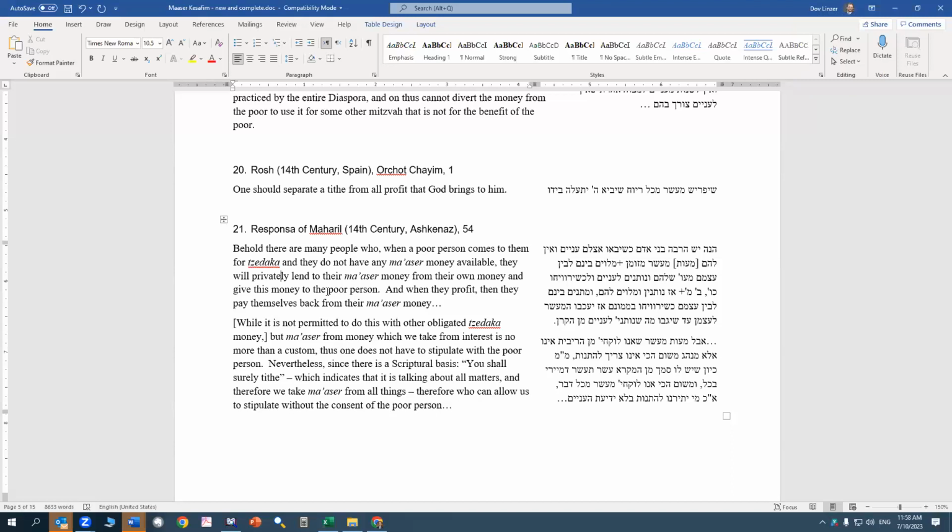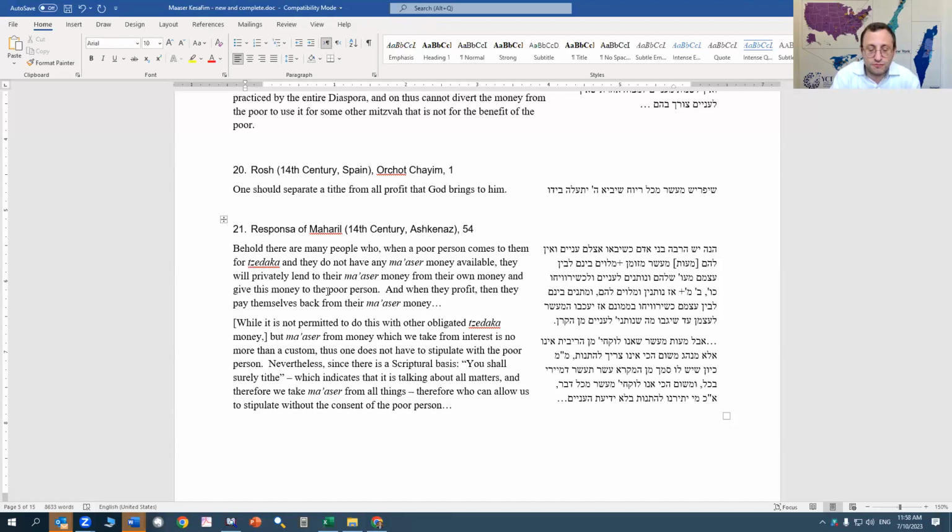Okay, so now let's look at this next teshuva. This is now 100 years later, 14th century, Maharil, also one of the major poskim in Ashkenaz at the time. And this also is interesting in its recognition that it's a minhag, and also the question about what the money can be used for. And also it gives us a window into some of the realities of the practice. And here's what he writes.